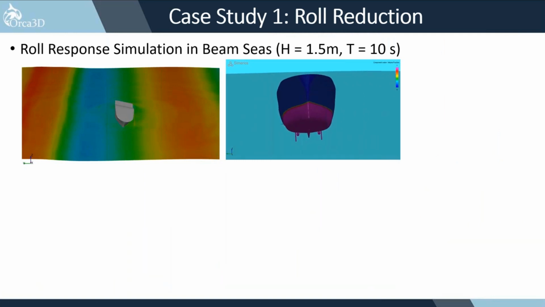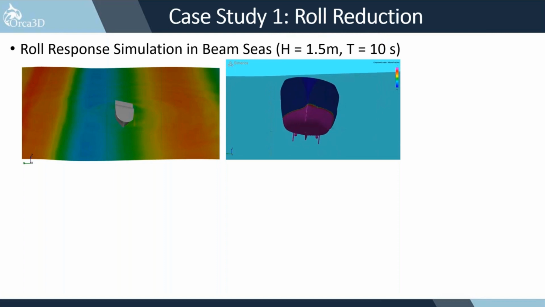So with all that behind us, perhaps a more pragmatic way that people understand rolling is to actually put it in a seaway. So in this example here, we actually put our model in beam seas, in regular beam seas, at the resonant period, or very close. I picked a period of 10 seconds. So these are 10 second seas, period of 10 seconds with 1.5 meter height.